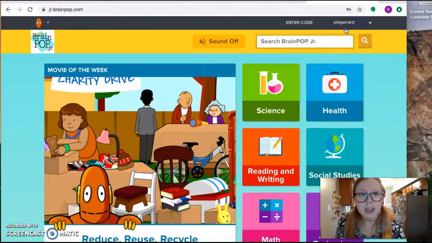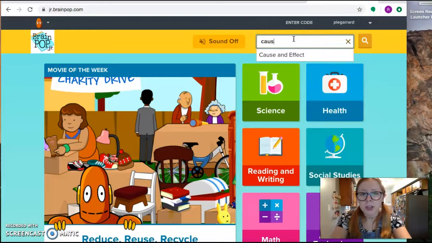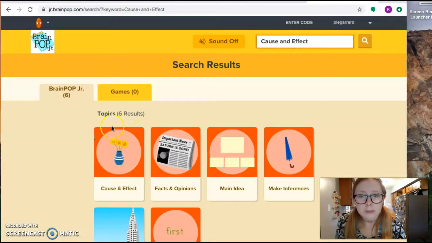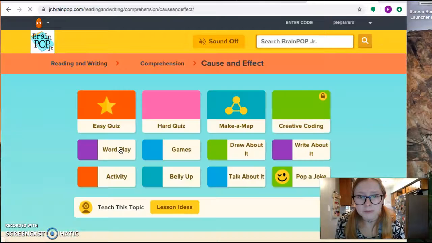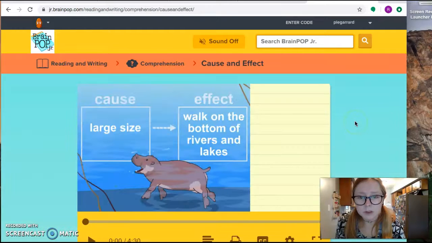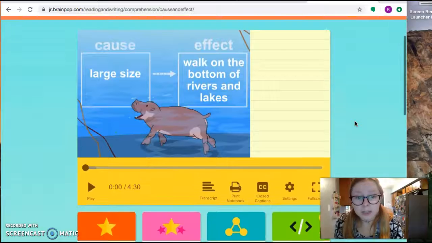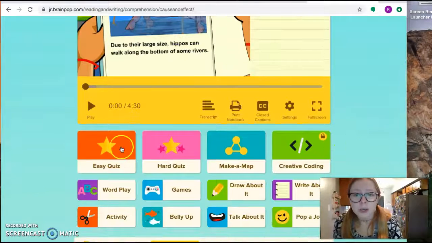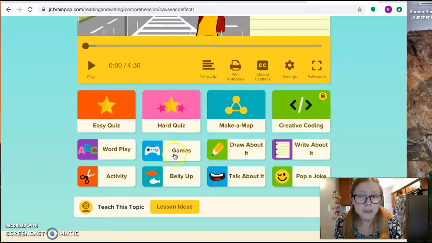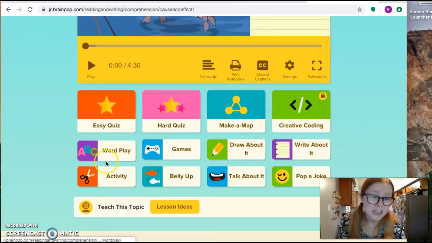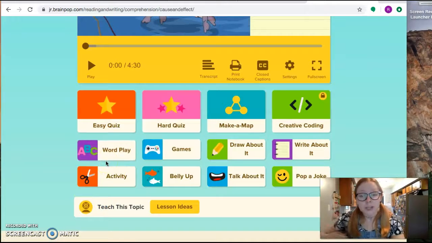All right. After that, you can look up cause and effect and click on cause and effect. And you can watch a little video about cause and effect. And when you're finished with that, just like before, there is a quiz you can take. There are games you can play. There's Belly Up. There's the Papa Joke. You can write about it, draw about it. There's more activities and practice for you to do down here.